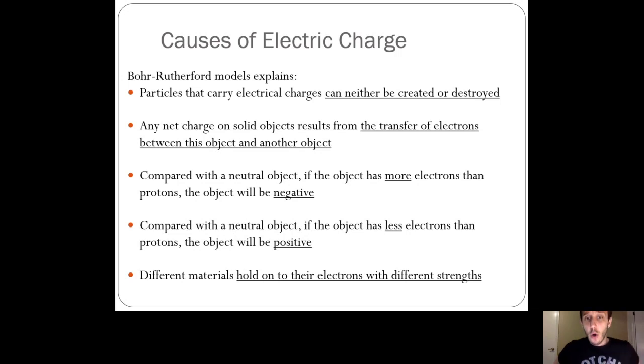Different materials hold on to their electrons with different strengths. Some materials do not want to gain or lose electrons. Some materials, it's very easy for them to let electrons go. Some materials find it very easy to grab electrons from other materials and pull them close. So there is that difference.